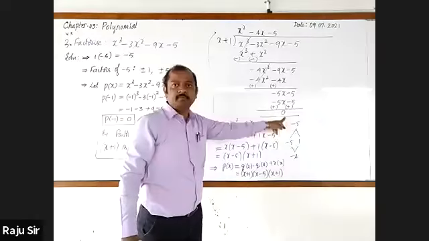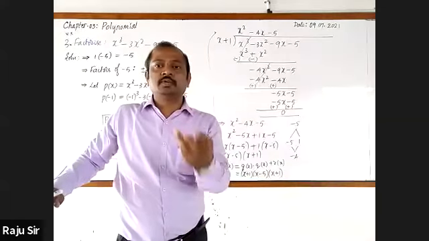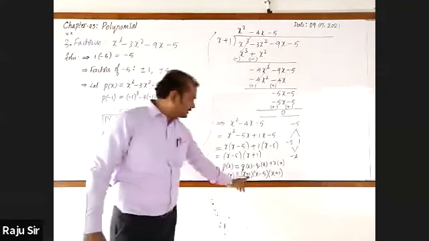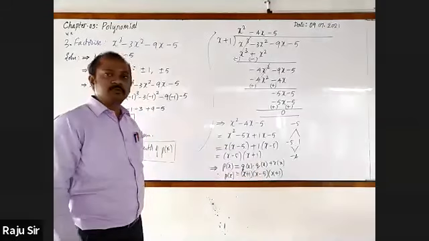What is the remainder? 0. When 0 is added to any number, you all know that you get the same number itself. Therefore p of x is equal to nothing but the factorization of the given polynomial, which is x plus 1 into x minus 5 into x plus 1.